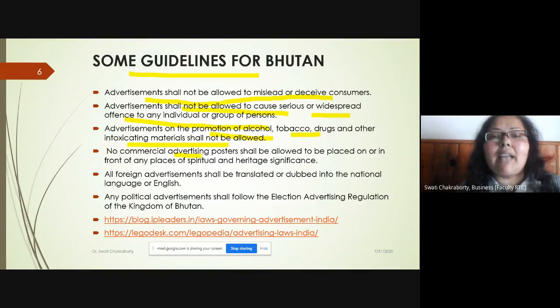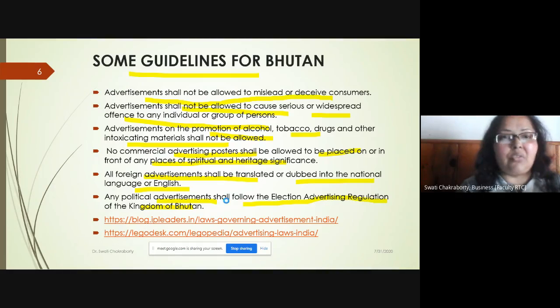No commercial advertising posters will be allowed to be placed in front of any spiritual places or places which have some heritage significance. All foreign advertisements shall be translated or dubbed in the national language or English. Any political advertisement should follow the election advertising regulation of the Kingdom of Bhutan. So you have to follow this.